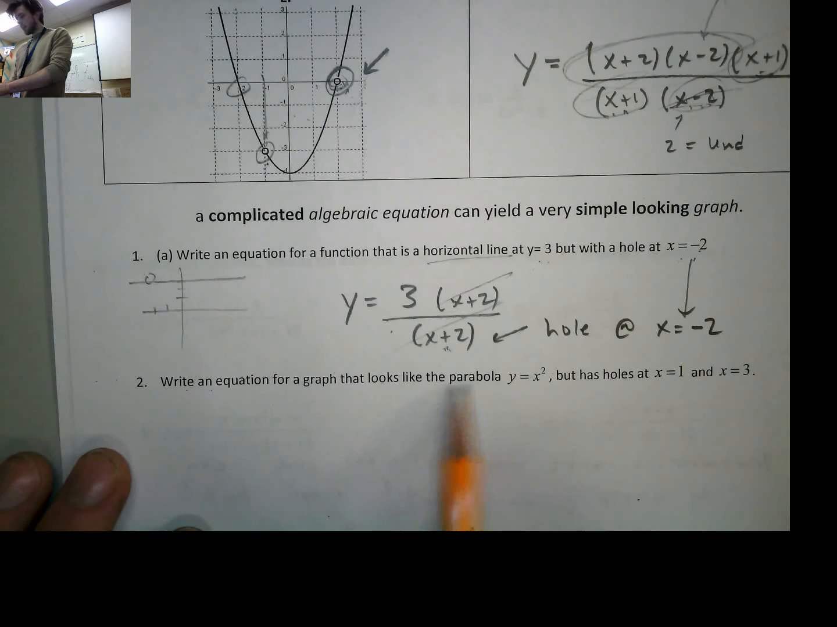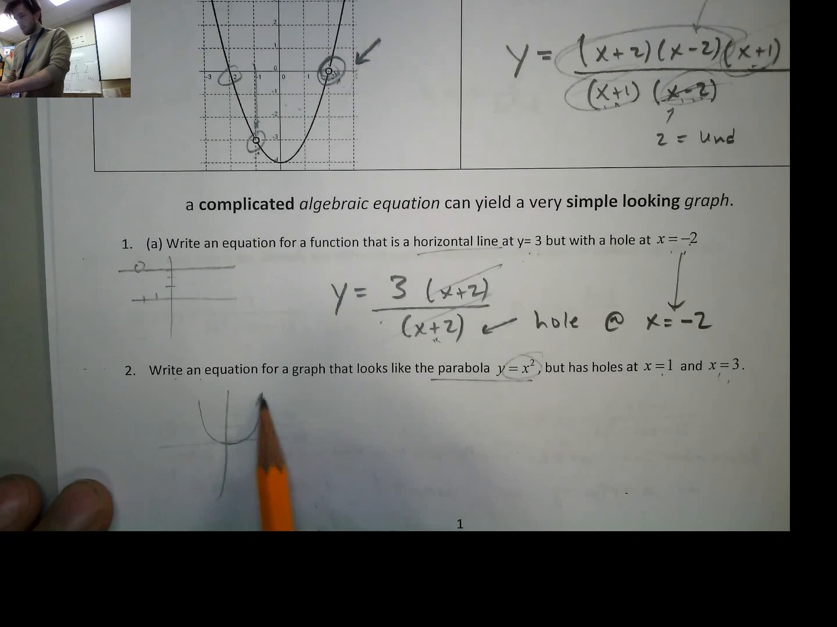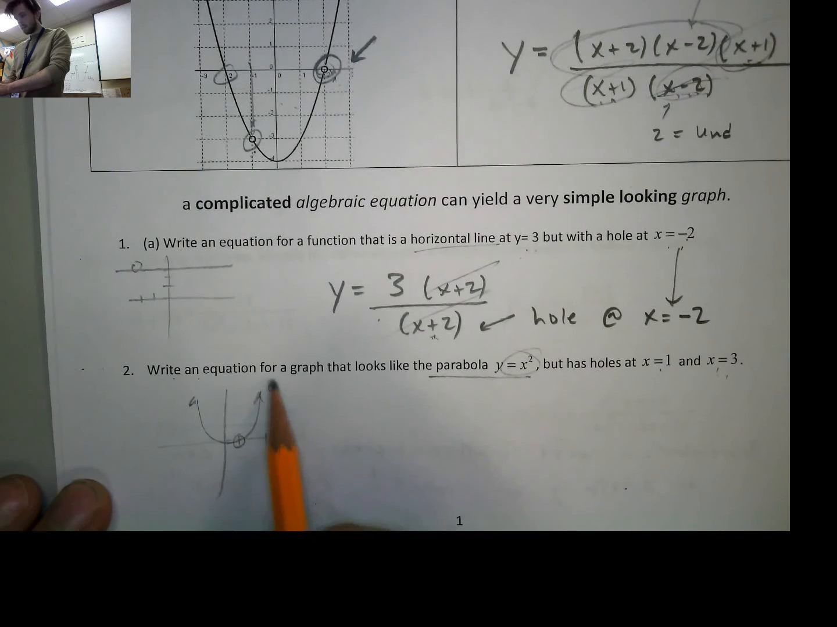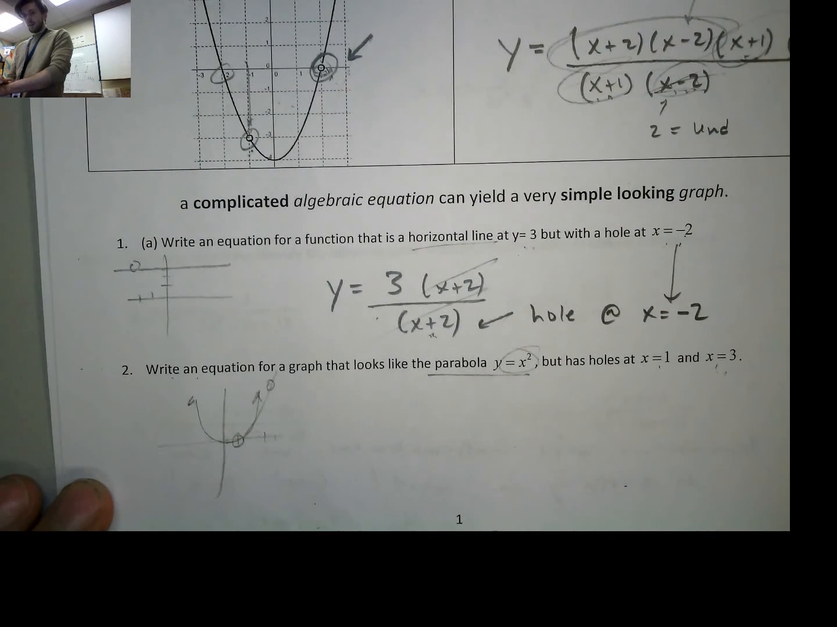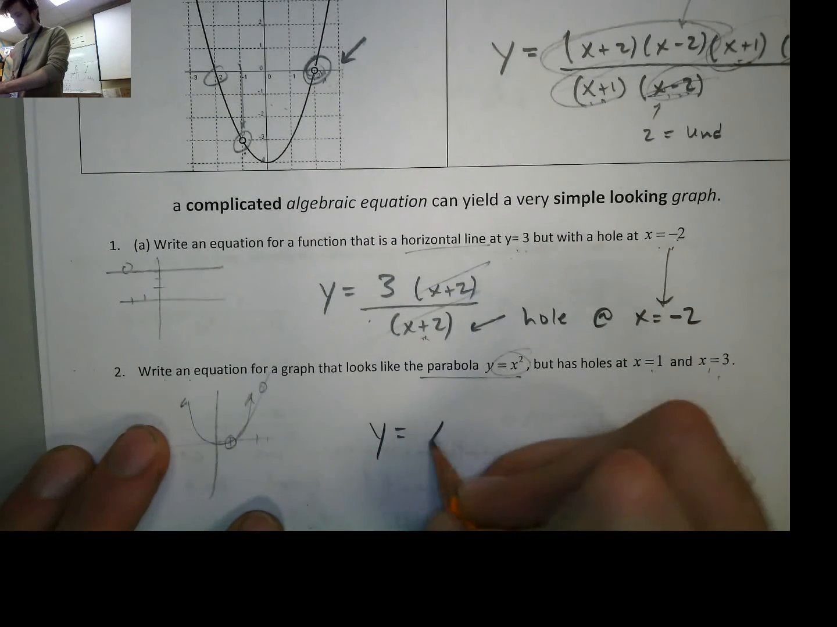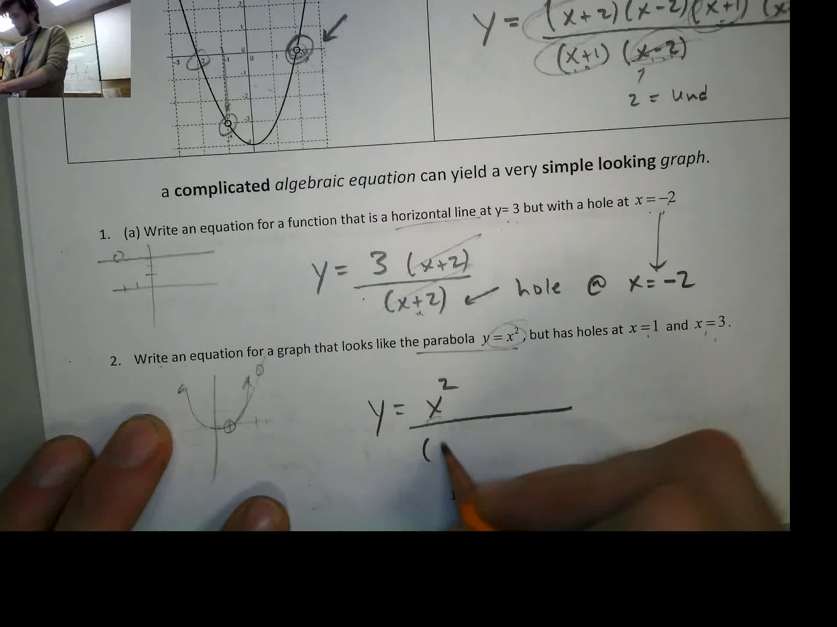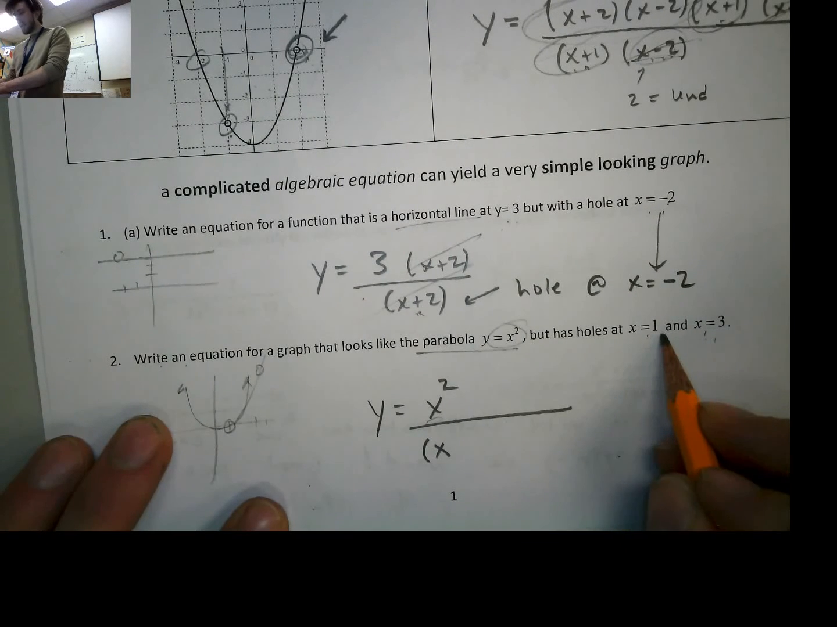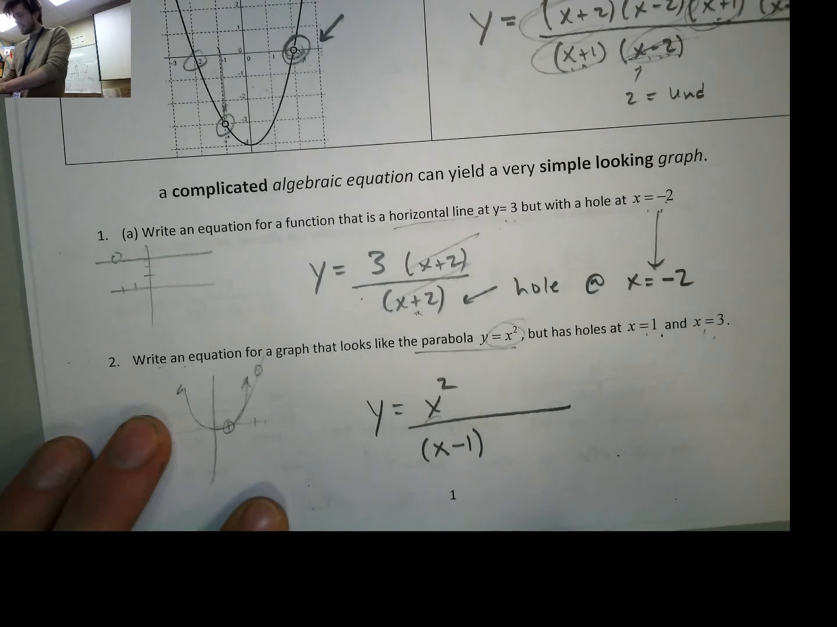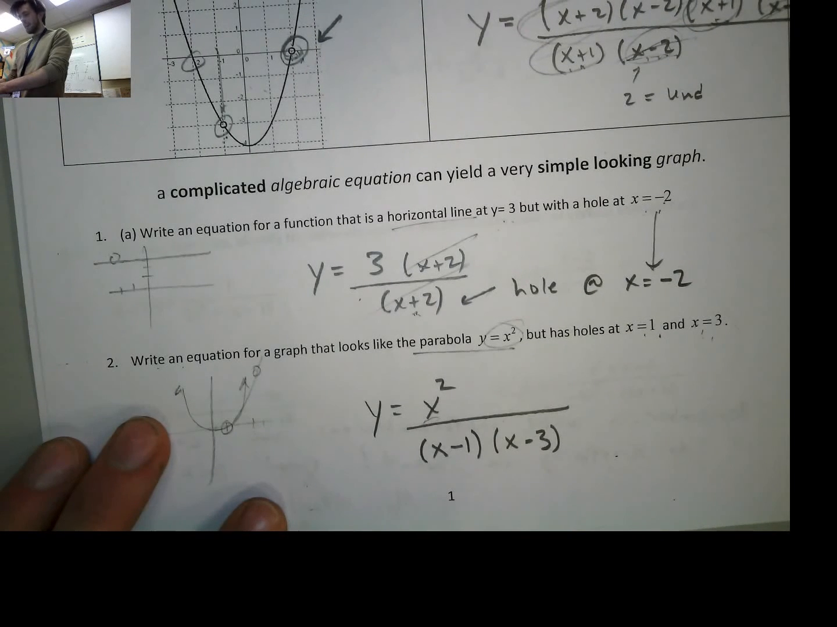Number 2. Write an equation for a graph that looks like a parabola, so x squared, but holes at 1 and 3. So we've got a parabola, something like this, but a hole at 1 and a hole at 3 up here. We could come up with tons. Like the most simple one would be y equals x squared, right? That's a parabola, but let's give it a couple holes at x equals 1, meaning x minus 1, and x equals 3, meaning x minus 3.